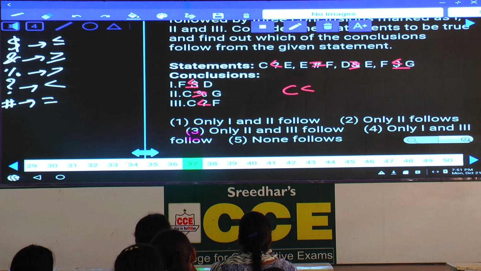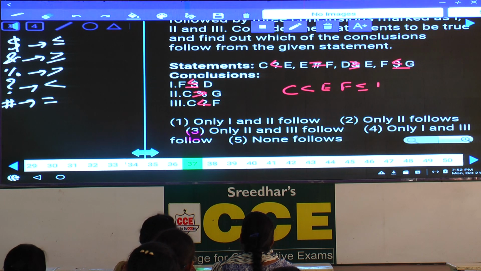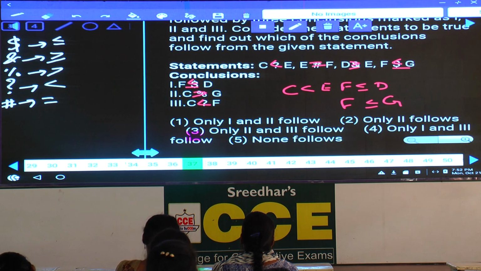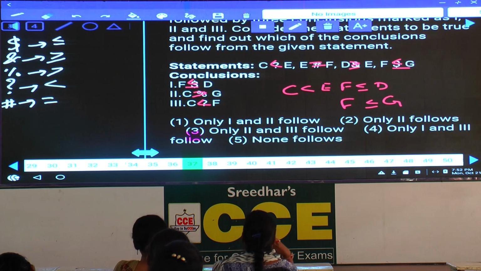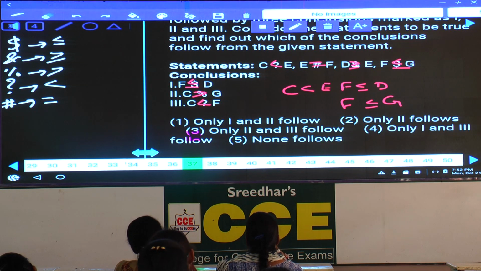Now C lesser than E, E equals to F, D greater than or equals to E. That means E is lesser than or equals to D, isn't it? Then F lesser than G, so F is lesser than or equals to G. That's the information we have. Now the first one is F lesser than or equals to D. Are you getting the answer or not? F lesser than or equals to D, definitely true.